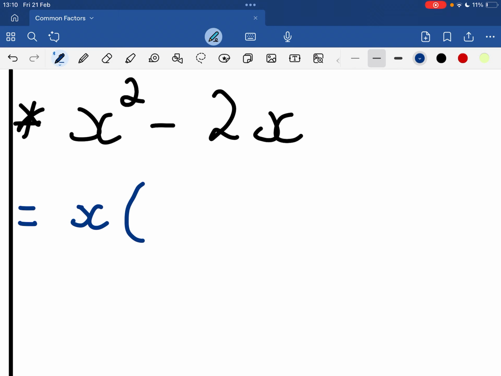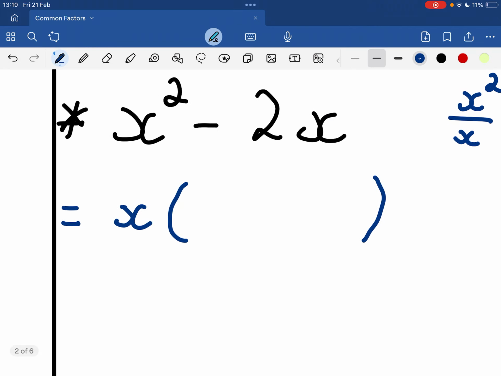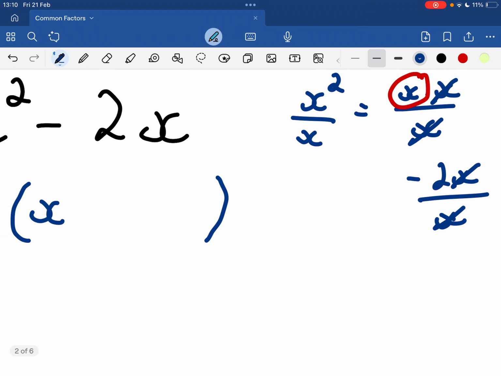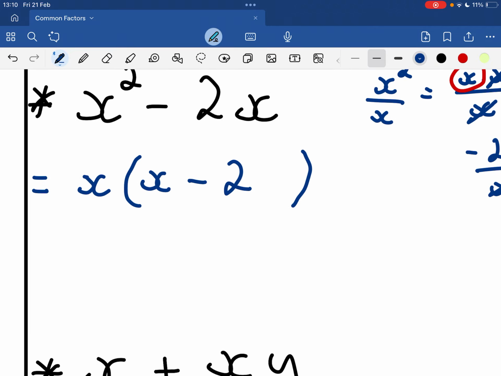Now, when we take x as a common factor, what will we be left with in the brackets? Well, if you take the first term, x squared, and you divide it by x, that's the same as having x times x over x. And so x can cancel one of the x's. What you're left with is actually just x. If you take the second term, the negative 2x, and you divide it by the common factor of x, the x cancels the x here, and you're just left with minus 2. I hope that makes sense.